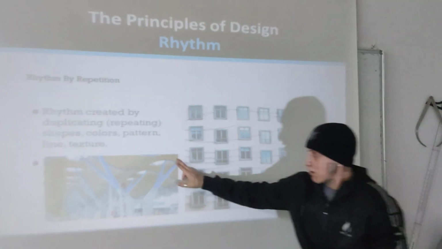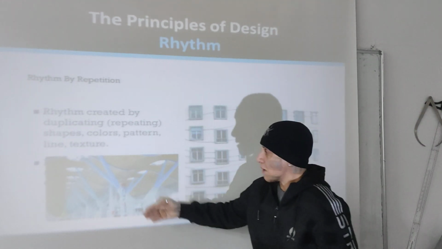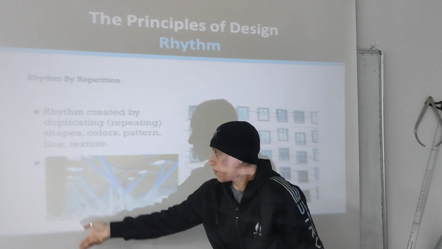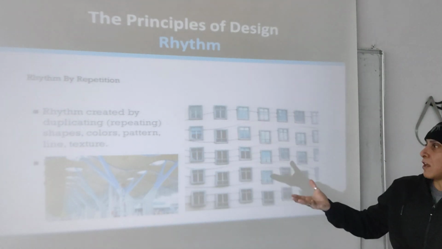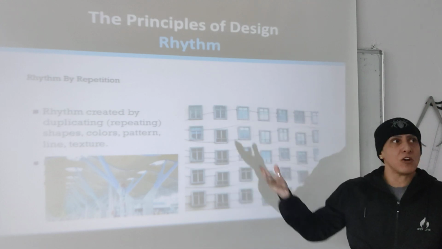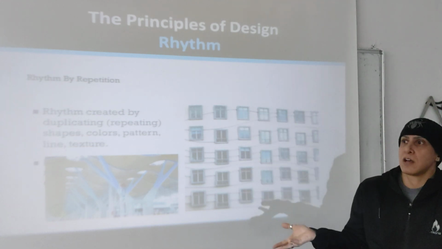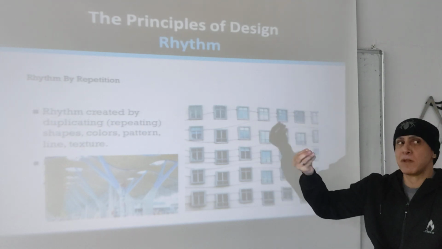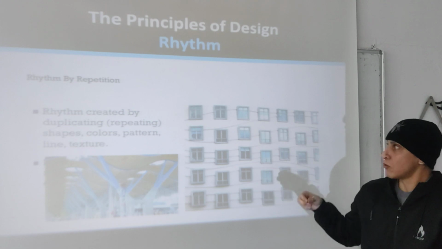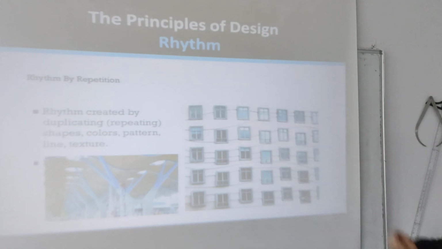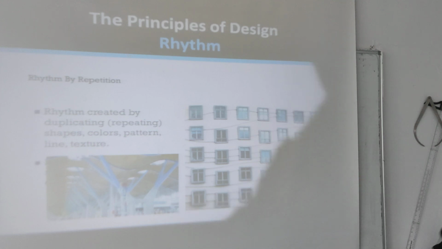Here we have real objects. These are like columns. The same ones are repeated, repeated, repeated. Even the colors are repeated. So it doesn't matter if we have a 3D object or a 2D, for example, poster. It doesn't matter. Do we have repetition? Yes. Then we have rhythm. Okay? So this is the most basic idea about rhythm, that it needs to have repetition.